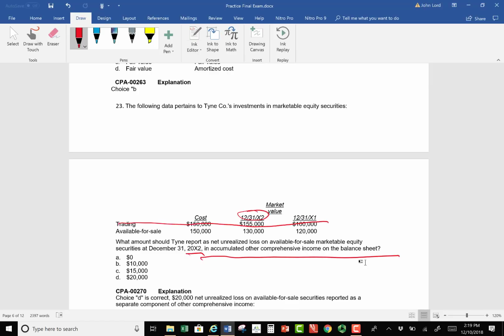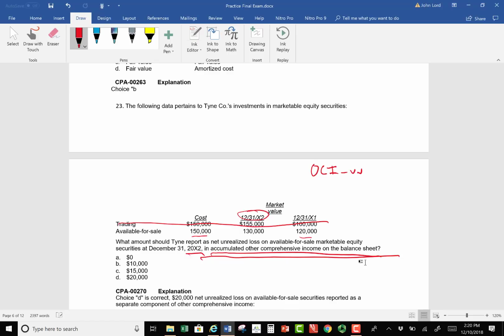It is irrelevant. Now, I could give you the same question. Not a bad idea. Change it to what's reported on the income statement, right? In which case you'd have to look at the trading securities. But for my accumulated other comprehensive income on the balance sheet, what's going to happen? First, I'm going to look at the difference between year 1 and the original cost, and there was a $30,000 loss there.